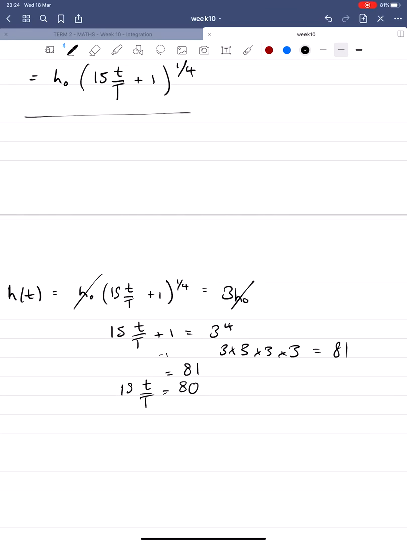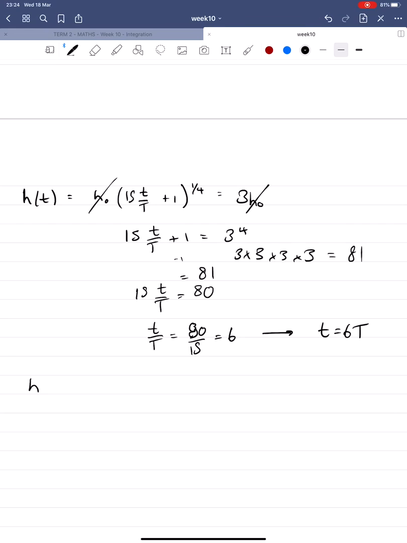I can then divide by 15. How many 15s go into 80? 80 over 15 is equal to 16/3. So t over T is equal to 80 over 15, which means that t is approximately 5.33T.